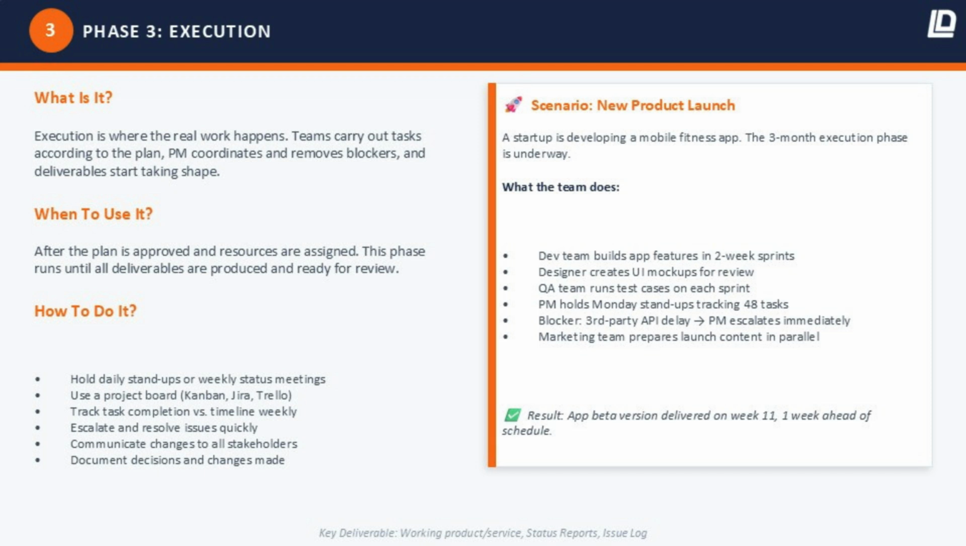That's what good execution looks like. Not the absence of problems, but the speed and clarity with which problems are addressed. Your key deliverables: a working product or service, regular status reports, and a maintained issue log.